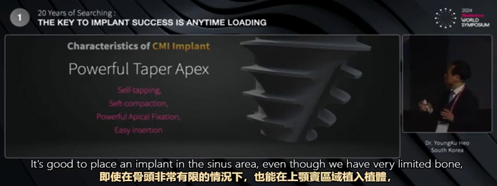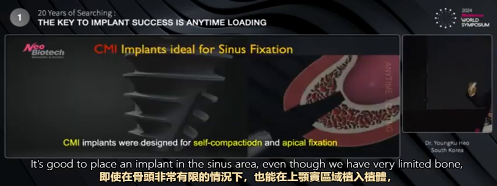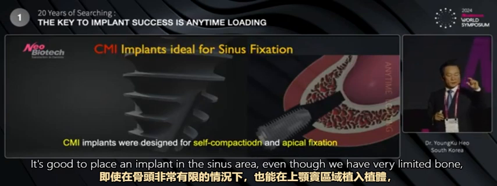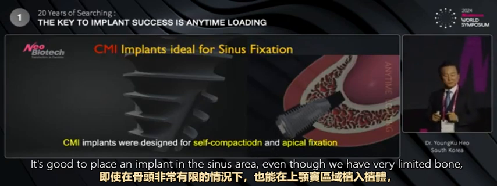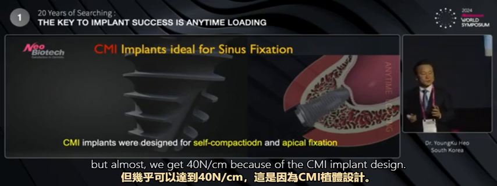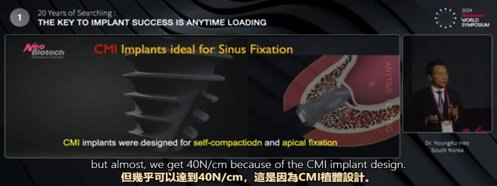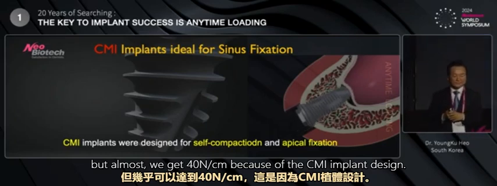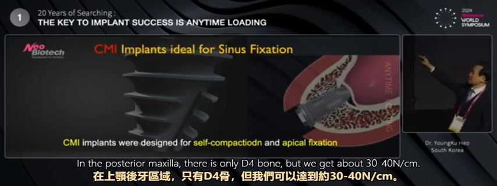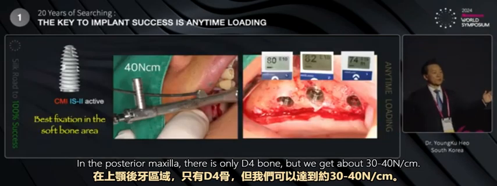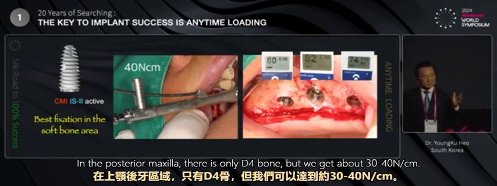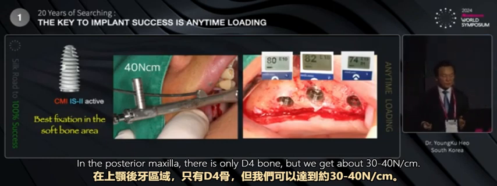So it's good to place implants in the sinus area, even though we have very limited bone, and we almost always get 40 Newton centimeters because of the CMI implant design. As you see here, in the posterior maxilla, it's only type 4 bone, but we get about 30 to 40 Newton centimeters.